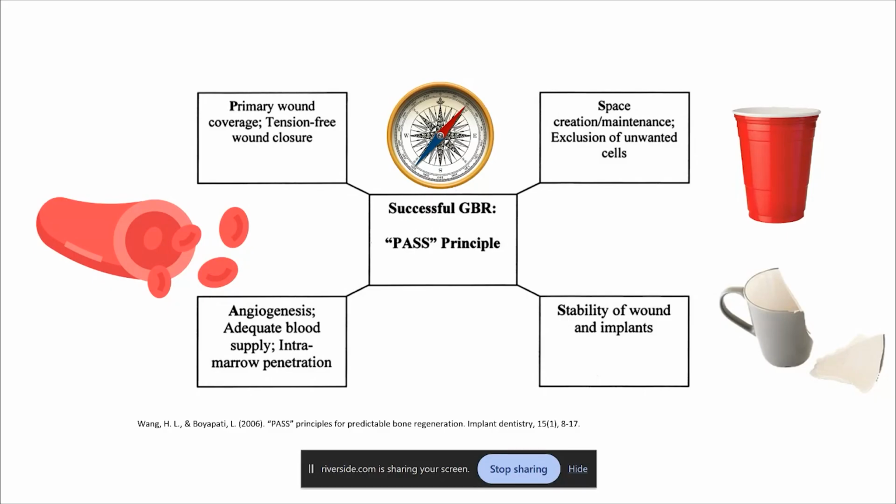That's what the P stands for, primary wound coverage. A is angiogenesis: adequate blood supply, intramarrow penetration, so getting good blood supply. Now, the two S's are honestly the same, but different. They're very similar, but there are some major differences. One is space creation and maintenance, and the big part of this S is cell exclusion of unwanted cells, so creating a space that excludes unwanted cells. The second S is stability of the wound, implant, or graft. So I'm going to break down each one. Okay, so P, primary wound coverage.